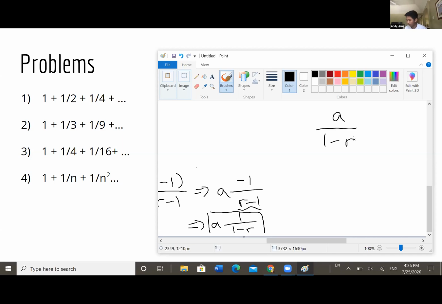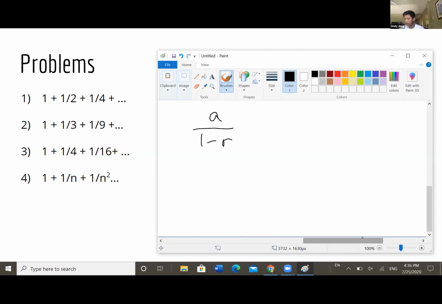So I'll go through the first one just to show an example. The sum of the first one is a times 1 over 1 minus r. A is the first term, so 1 over 1 minus, and the common ratio is 1/2. Right, because to go from one term to the next, 1 to 1/2, I multiplied it by 1/2, and the same goes for each pair of consecutive numbers. So this becomes 1 over 1/2, which is 2.